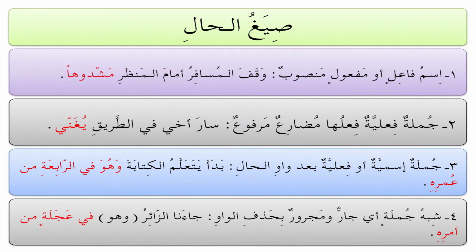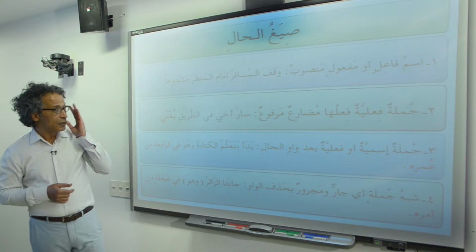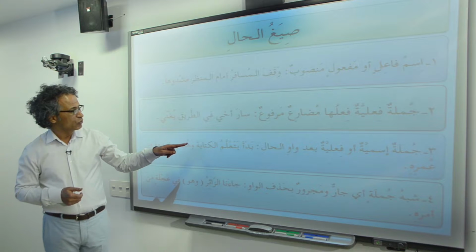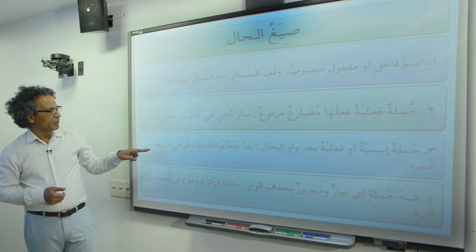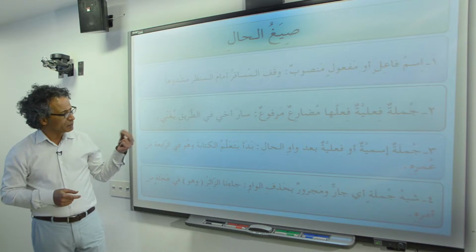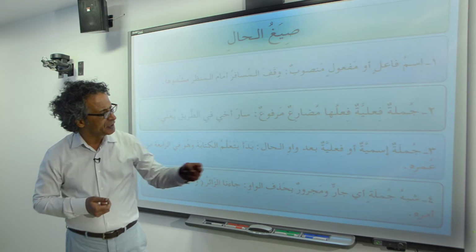ثالثا جملة اسمية أو فعلية بعد واو الحال. So usually a nominal but sometimes also a verbal sentence after واو الحال. بدأ يتعلم الكتابة وهو في الرابعة من عمره. So he started learning how to write while he was 4 years old. So this waw is not the waw that means and. It's called waw al-hal, and it's followed by a specific sentence here.